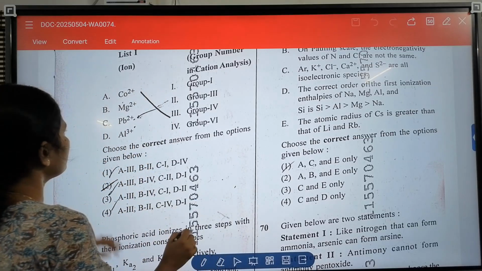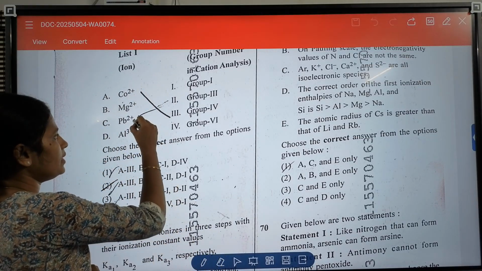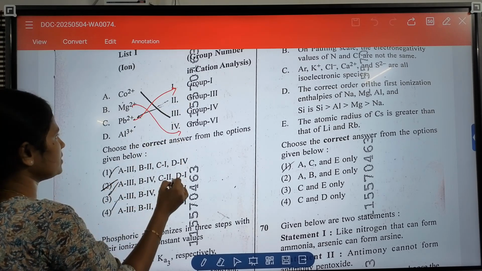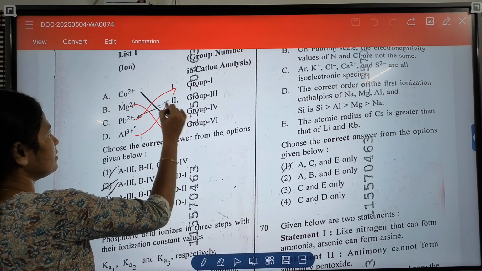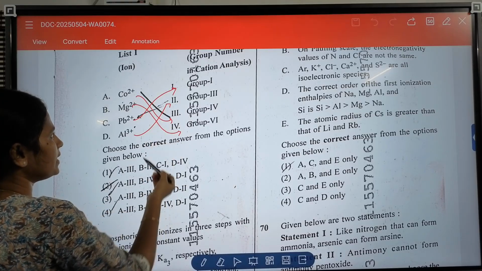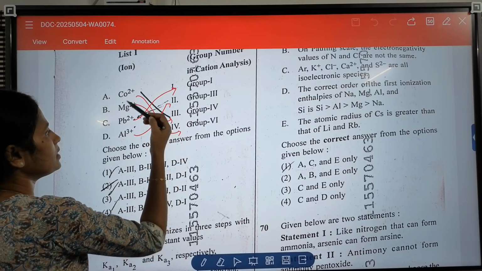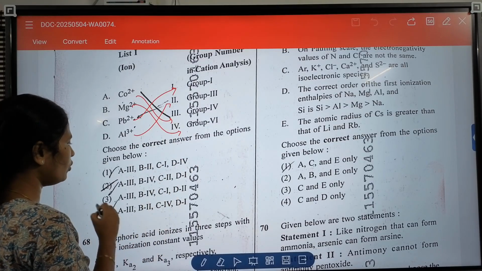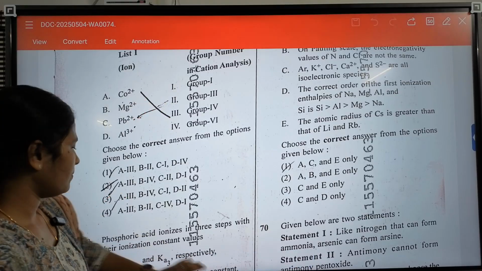Look at this one. Cobalt, you know very well, lead belongs to group 1. Magnesium, it's group 6. Aluminium, third. Cobalt, 4. So what is the correct one? It is 3, 4, 1, 2. It's option 3.